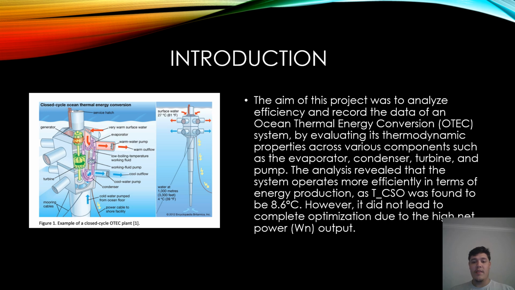Now we're going to get into a little bit of a background and introduction of our project. The aim of this project was to analyze the efficiency and record the data of an ocean thermal energy conversion, or OTEC system. We began by evaluating its thermodynamic properties across the certain components that are listed: the evaporator, condenser, turbine, and the pump. We wrote code into MATLAB to help us analyze this data. In the end, the analysis revealed that the system operates more efficiently in terms of energy production. However, it did not lead to complete optimization due to the high net power output.